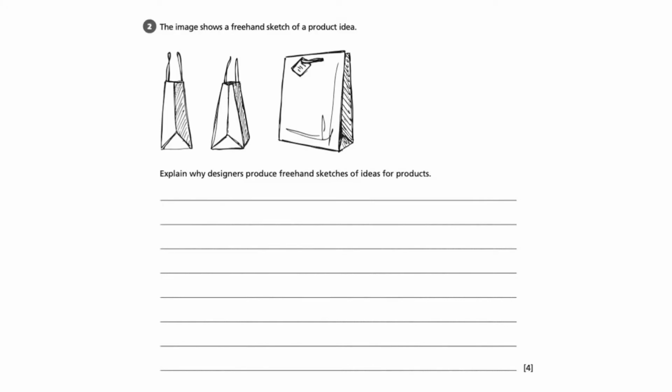For this question, we are told the image shows a freehand sketch of a product idea. We are then asked to explain why designers produce freehand sketches of ideas for products. We can see that there are 4 marks available for our answer to this question. Here we are asked to explain. Explain means to suggest reasons why.